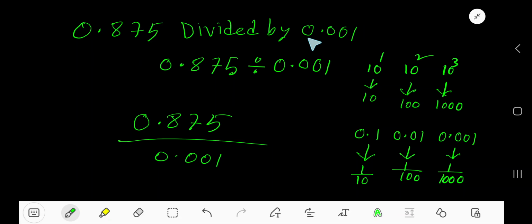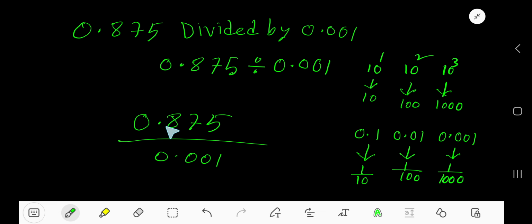0.875 divided by 0.001. 0.1, 0.01, 0.001, these are called powers of 10, but less than 1. 10, 100, 1000 are powers of 10 greater than 1. 0.875 divided by 0.001 means you are multiplying this decimal by 10 over 1, that is the reciprocal of this, by 1000 over 1, the reciprocal of this fraction.